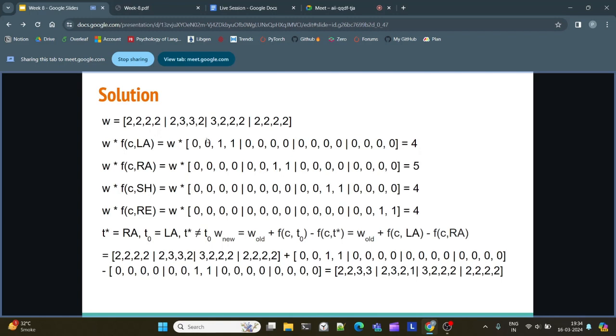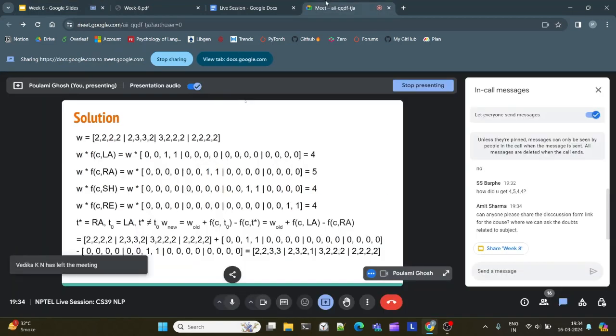Similarly for RA, I have 1 1 here, so 3 plus 2 is 5. Similarly again 1 1 and 1 1, so that is 4 and 4 here. Now we see which is the maximum one, which is 5, and the transition that gave me this maximum value is RA. So that is the predicted transition over here, that is T star. Does that clear your doubt, SS Bharti?